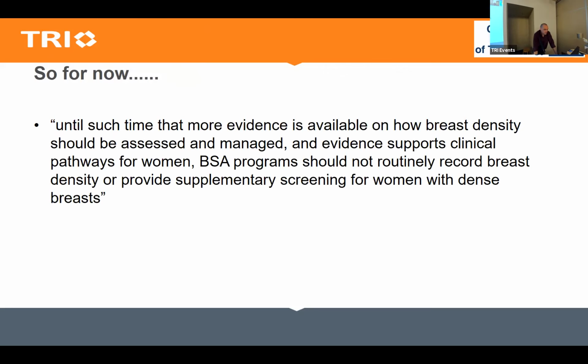This is the current state of play with Breastscreen Australia, which essentially says we don't have enough information yet to alter the screening program. We're actively waiting for more information, at which time we may change things in the future.